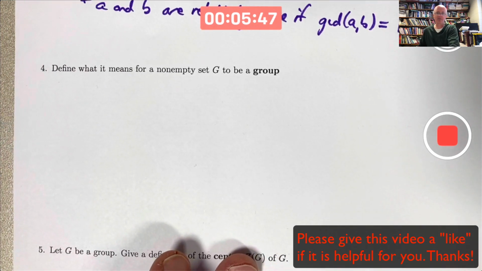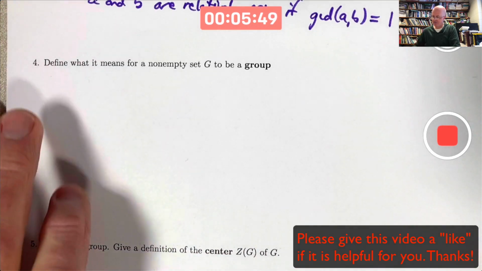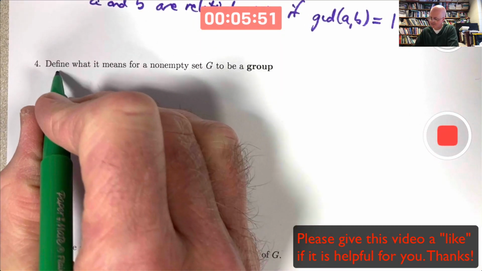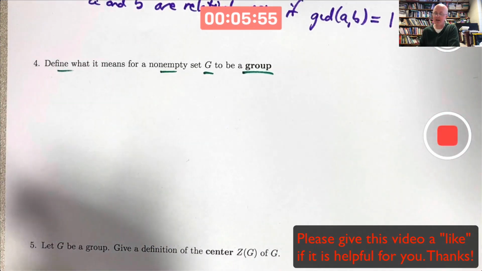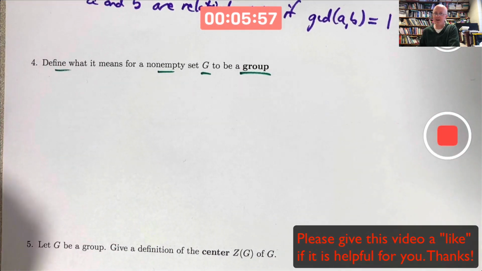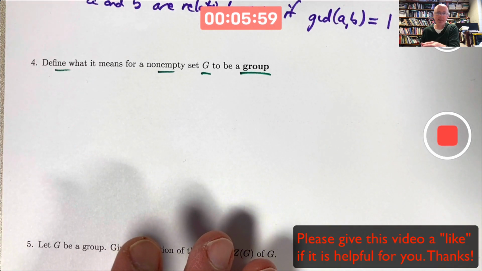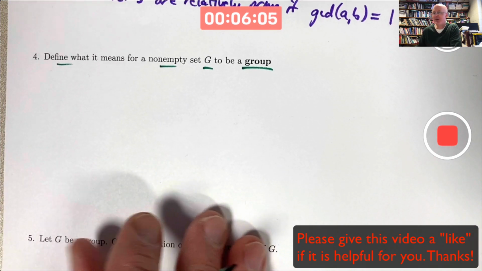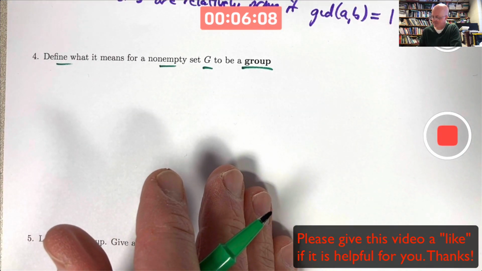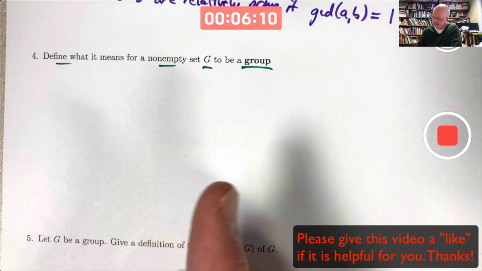Problem 4 is a fundamental problem. Define what it means for a non-empty set G to be a group in group theory. This is definitely something that people who are learning about group theory should know deeply. They should have memorized it. You can write it in various kinds of ways. I'm going to go ahead and write it this way.